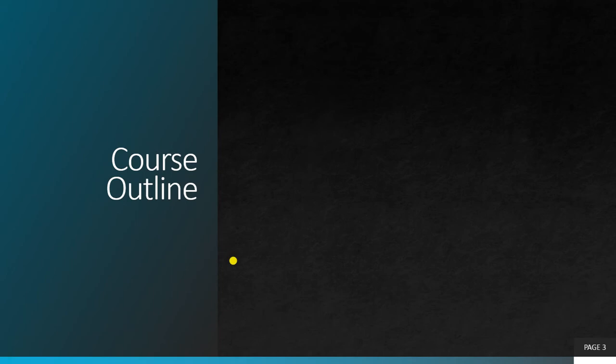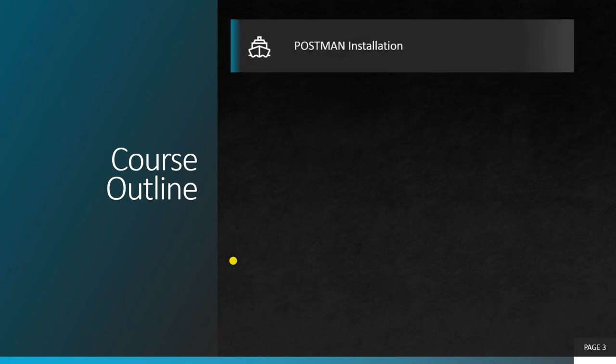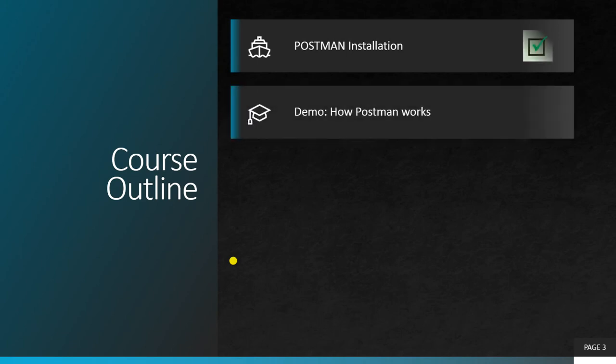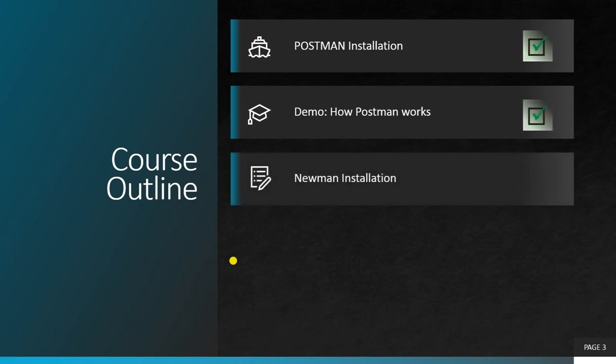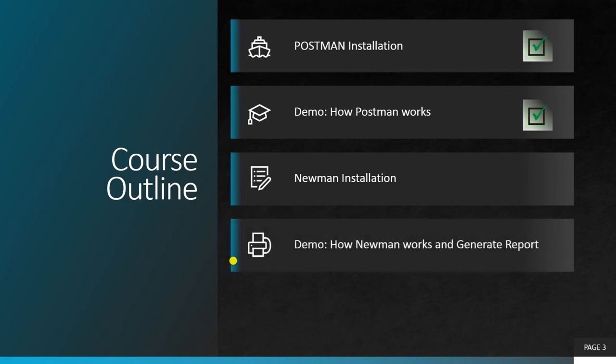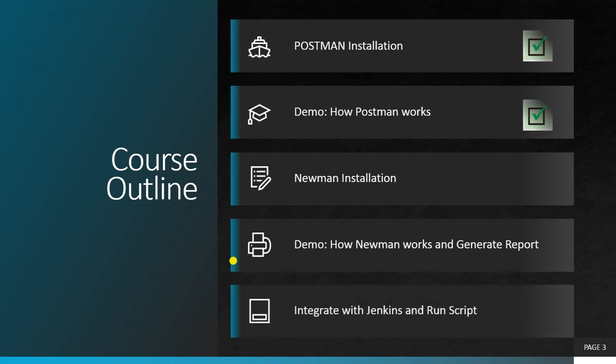Now let's see our course content. Postman installation is already done. The demo of Postman, how it works, we have already done. In today's video, we'll see the Newman installation, what the use of Newman is, how it works, and how it generates the report. In the next video, we'll see the integration with Jenkins and run our scripts.